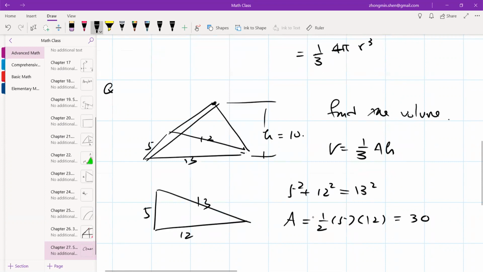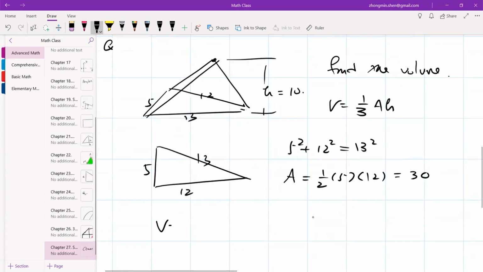Then you find the volume, which is 1/3 times 30 times 10. So it's going to be 100, in cubic units. So this is pretty straightforward. All you have to do is find the area of the triangle at the base.